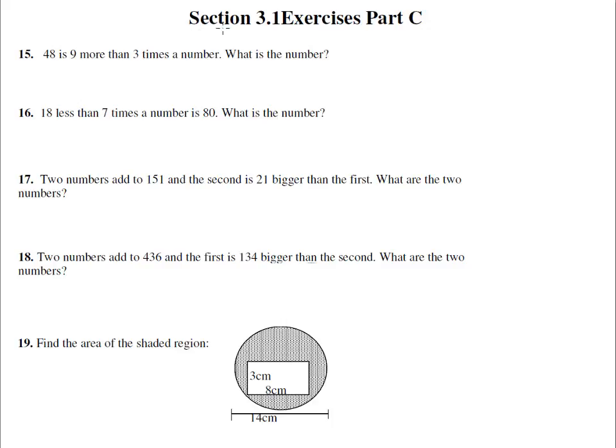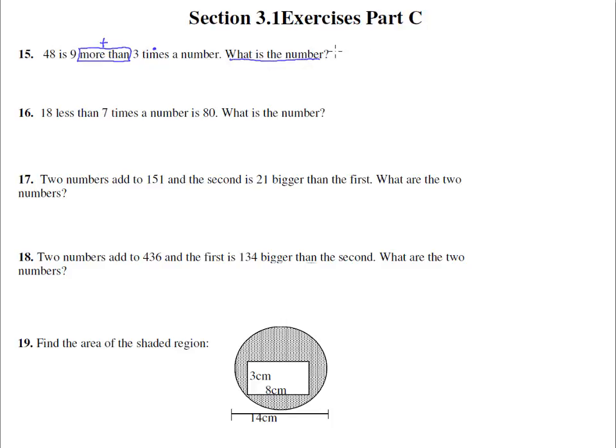Here we are in section 3.1 exercises, part C, numbers 15 through 19. Number 15, it says 48 is 9 more than 3 times a number. What is the number? Well, we know we're going to have 48 at the end. 9 more than is a plus sign. 3 times a number.